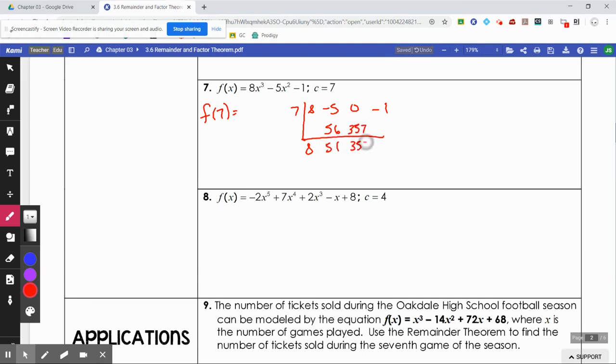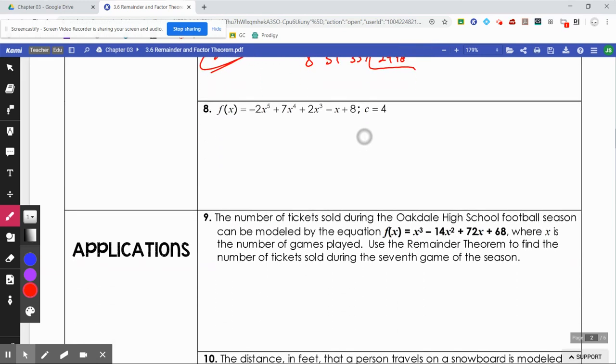357. 7 times 357 is 2,499. Subtract 1 gives you 2,498 as your remainder. So f of 7 is 2,498. One more of these. Find f of 4.